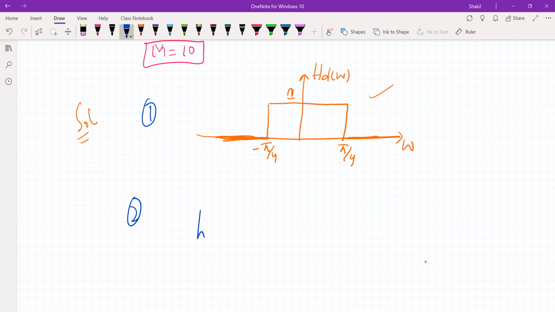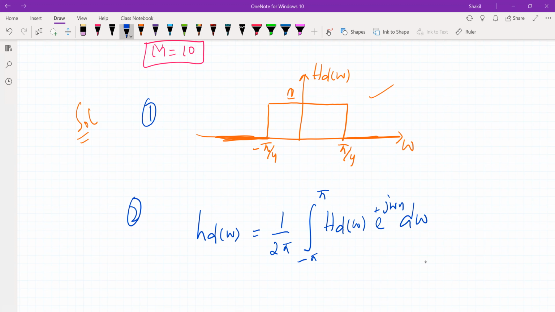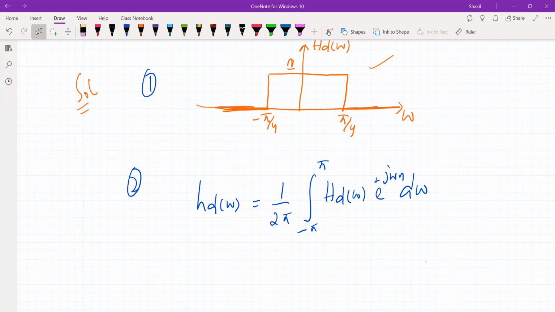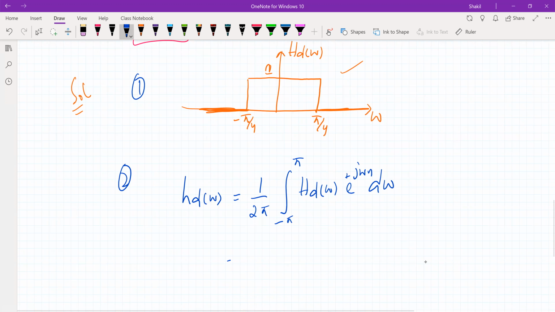We take the inverse discrete time Fourier transform of this. We say hd of n is the inverse discrete time Fourier transform of Hd of omega. Now substituting the value, as you can see, Hd of omega is 1 from minus pi by 4 to pi by 4. So the limits will change, and the value is 1, with e to the power of j omega n d omega, right?